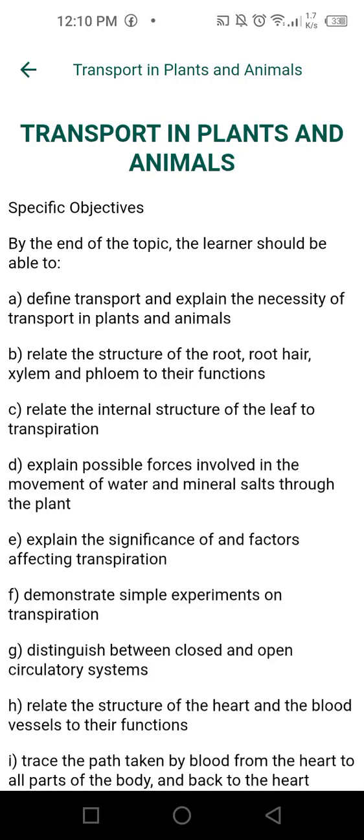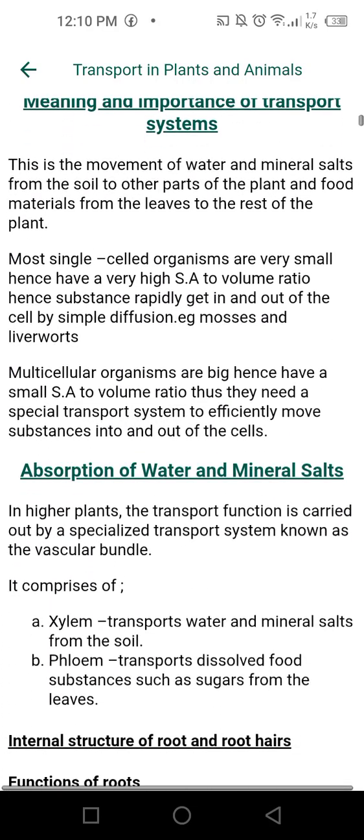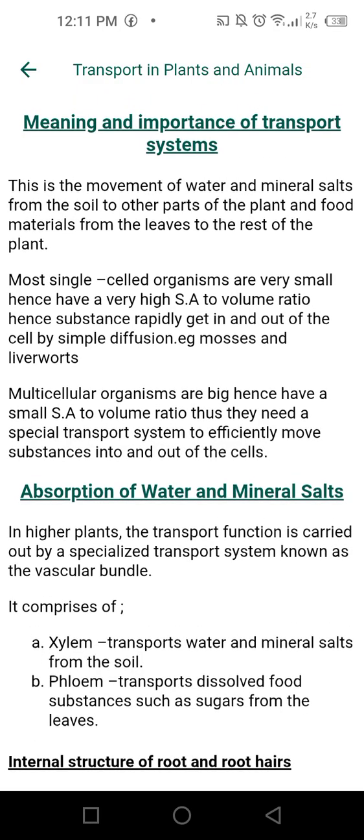Transport in plants and animals. Meaning and importance of transport systems. This is the movement of water and mineral salts from the soil to other parts of the plant, and food materials from the leaves to the rest of the plant.